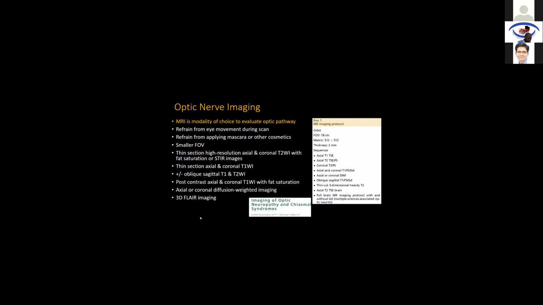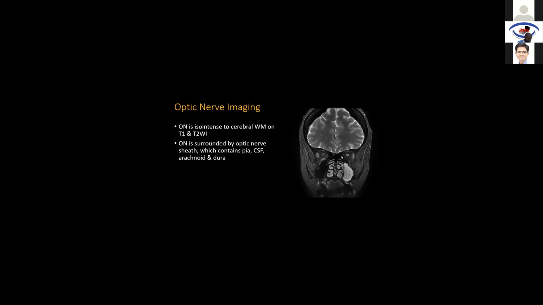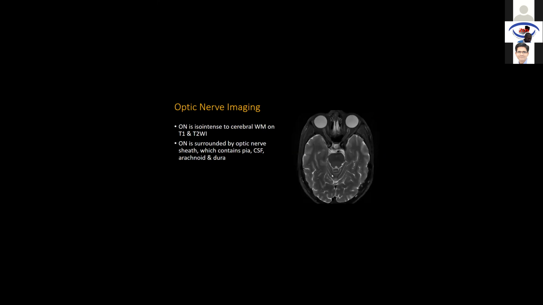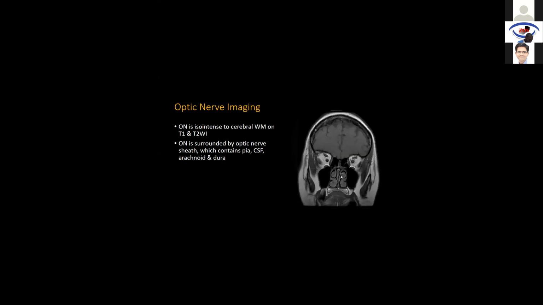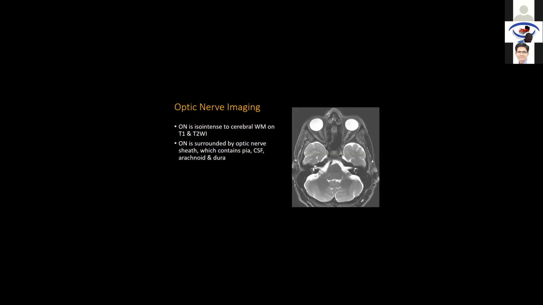The next thing that I want to show you is how the optic nerve actually looks on imaging. The optic nerve looks isointense to the cerebral white matter on both T1 and T2 weighted images. This is an axial T2 weighted image with fat saturation. You can see the fat in the orbit is all suppressed. You can see the nerve beautifully, and the nerve has the same signal intensity as the cerebral white matter. On the T1 also, the nerve has the same intensity as the cerebral white matter. You also study the optic nerve sheath, which surrounds the optic nerve and contains the pia, CSF, arachnoid and dura, because the optic nerve is considered to be an extension of the brain. So it has all the layers of the surrounding structures of the brain too.